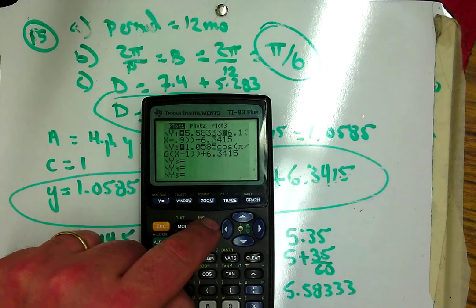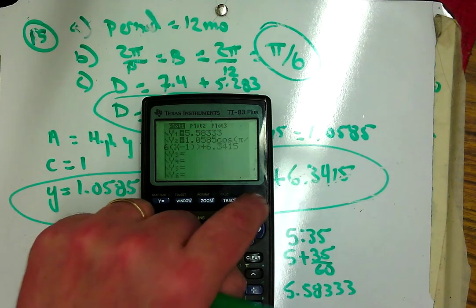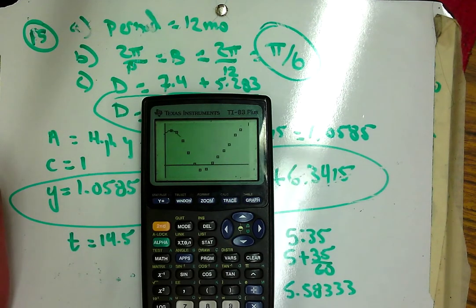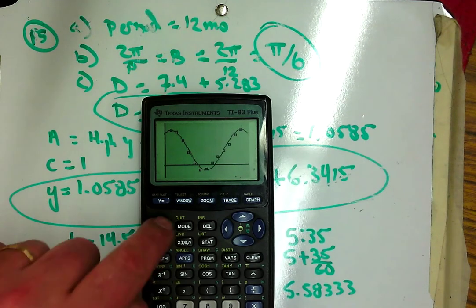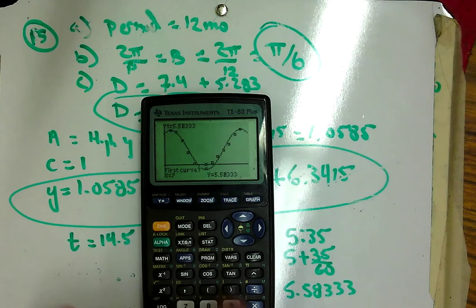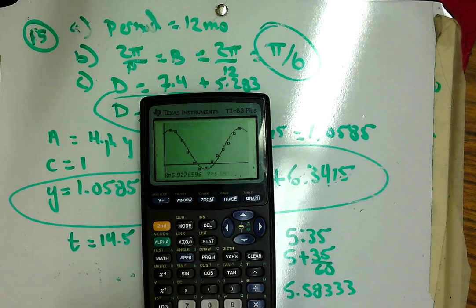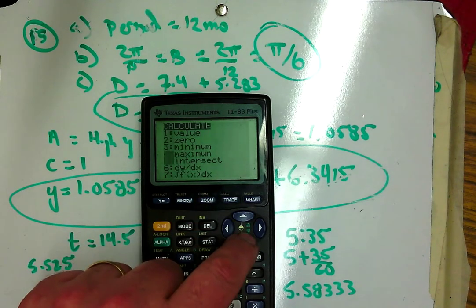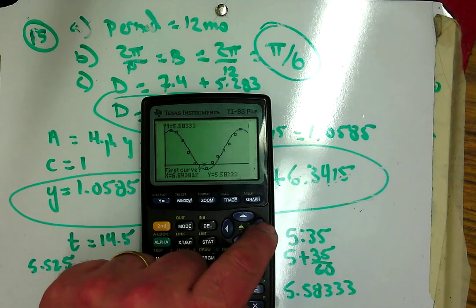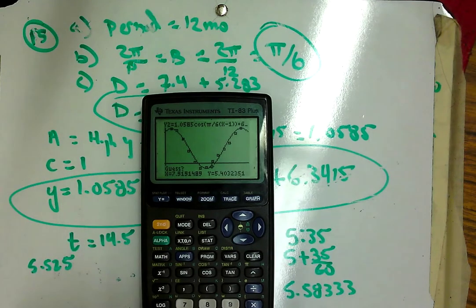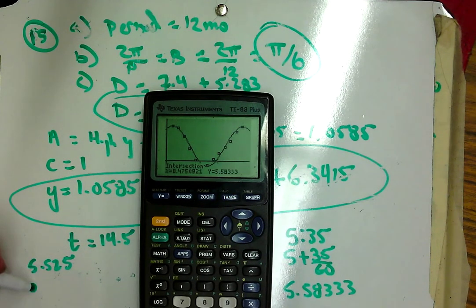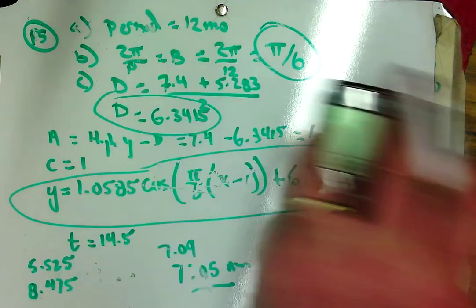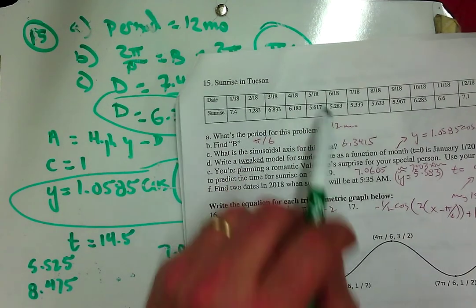5.58333. Delete all this other stuff. Graph. And I'm looking for the first two dates when the sunrise will be this. Second, calculate, intersect, bring my cursor close to the point of intersection, enter, enter, enter, and I get 5.525, and second, calculate, intersect, close to the other point of intersection, enter, enter, enter, and I get 8.475.